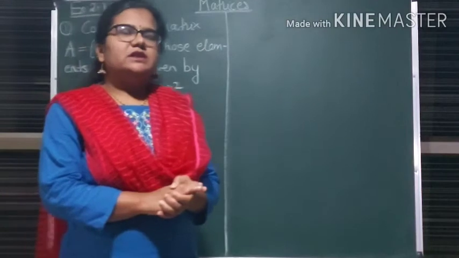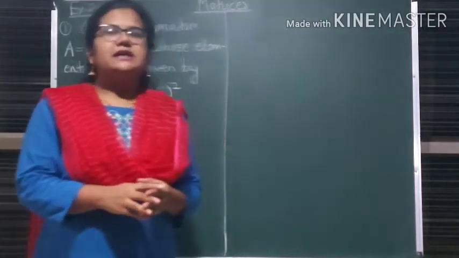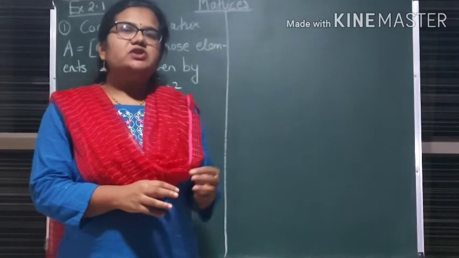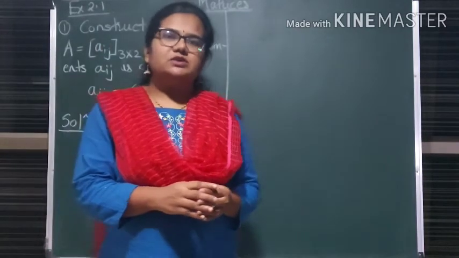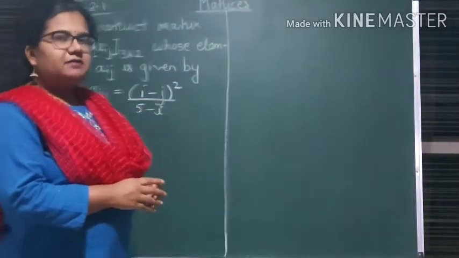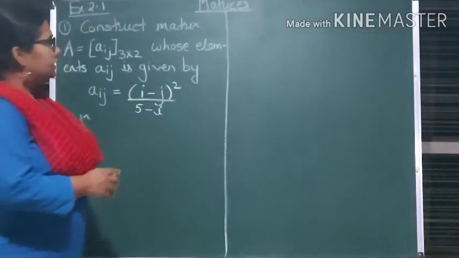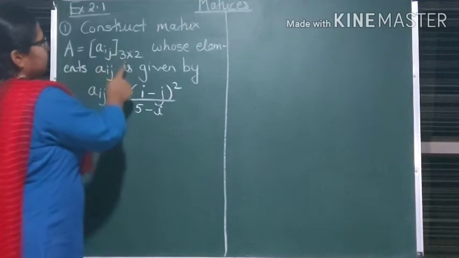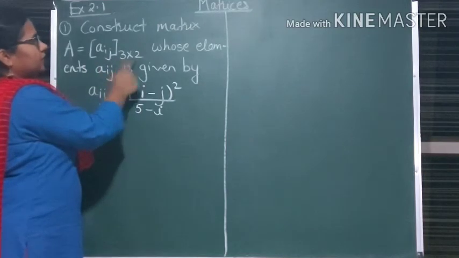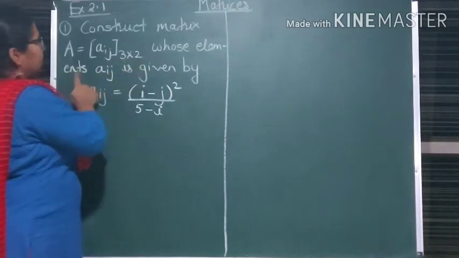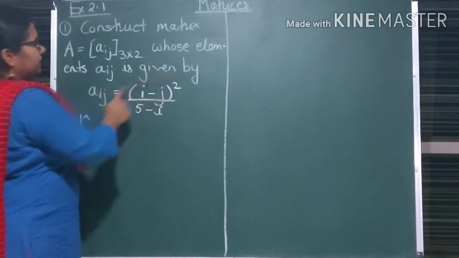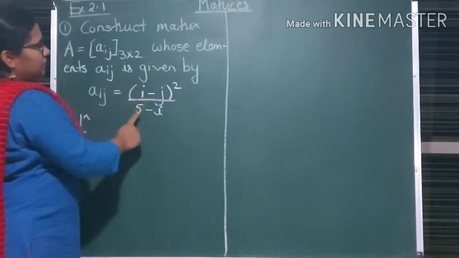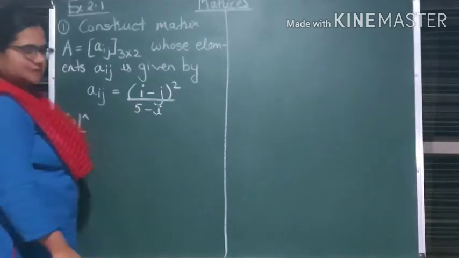In the previous video, what we have studied is the definition of a matrix and the types of matrices. Now, let us continue with a few initial simple examples related to the matrix. In the first example, we are going to study how to construct a matrix whose order is given by 3 by 2, that is 3 rows and 2 columns, whose elements a_ij are given by a_ij = (i - j)^2 / (5 - i).